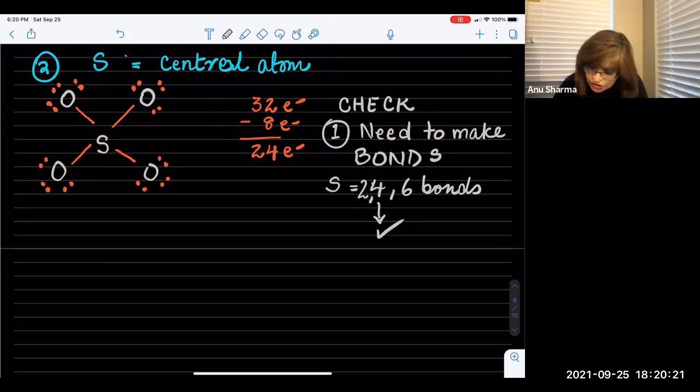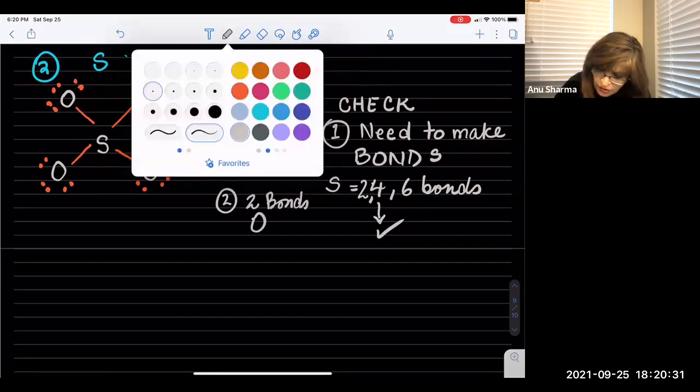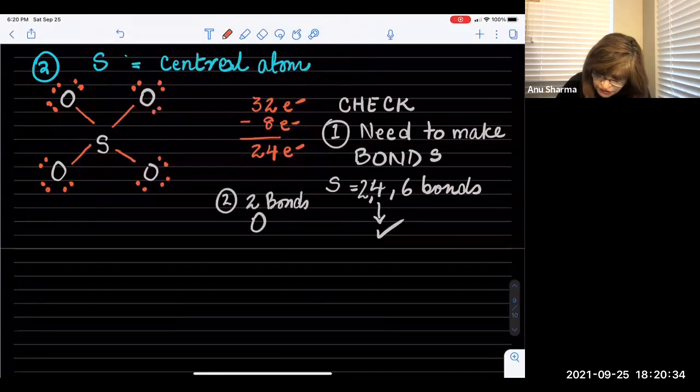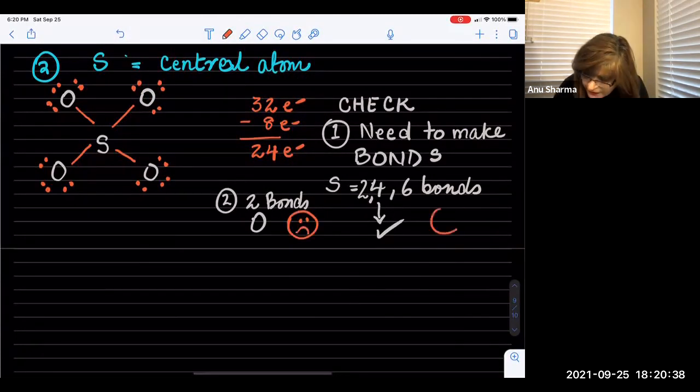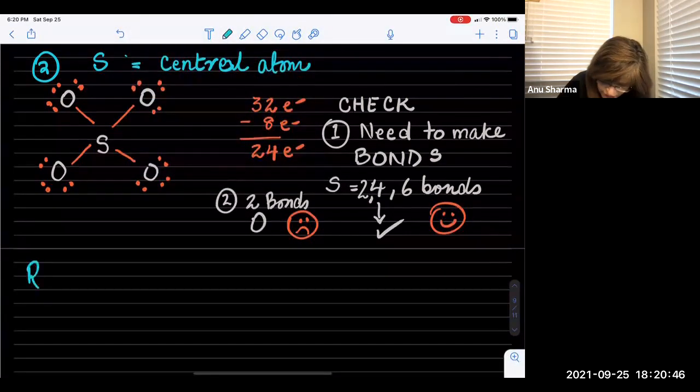And what about oxygen? Oxygen will make two bonds. So clearly, oxygen is not happy. Oxygens are unhappy. Sulfur is making more bonds and is happy, but it can even expand more. So what is going to happen now? Rearrangement. And how?